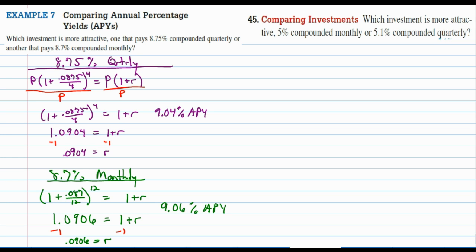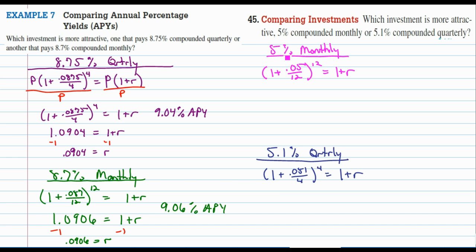Which investment is more attractive? 5% compounded monthly or 5.1% compounded quarterly? So I'm going to set each of those up. The 5% compounded monthly account has this set up for its overall resulting percentage, and then I set that equal to a basic annual, and I will solve for R. And then 5.1% compounded quarterly has this set up for its official end resulting percent, and I'll set that equal to a basic 1 plus a percentage setup to find out what its APY is.